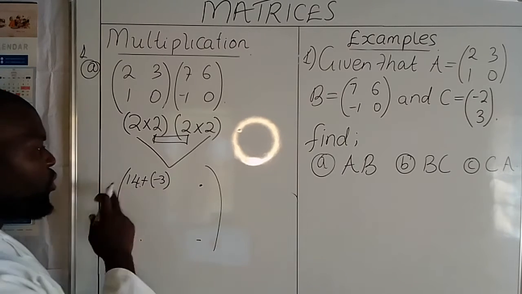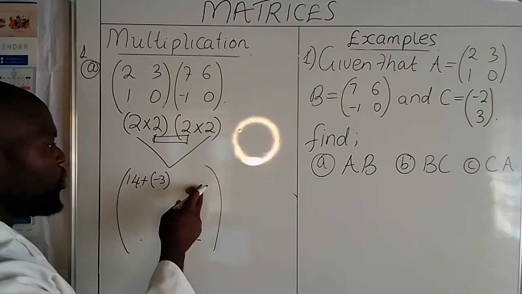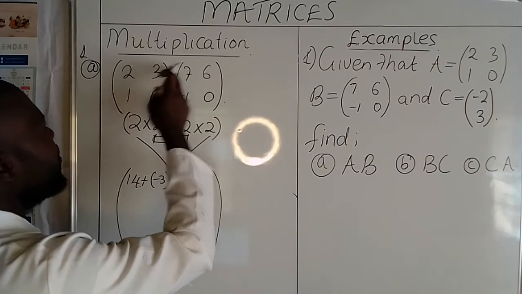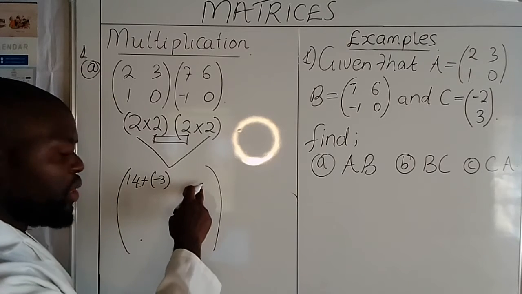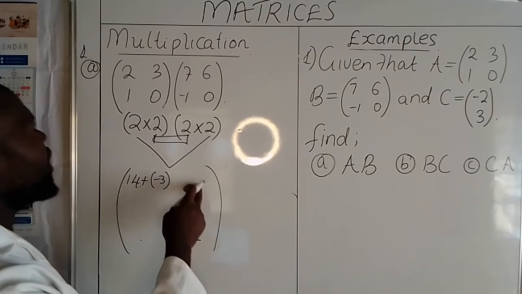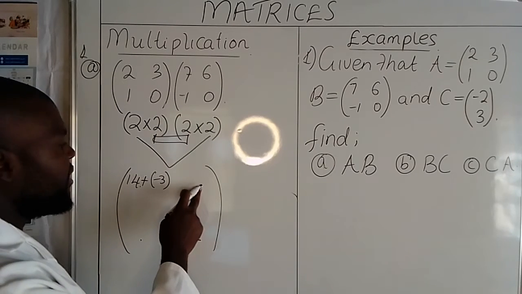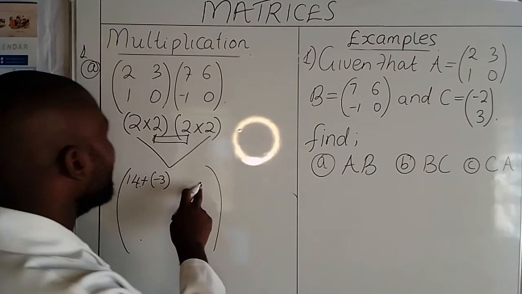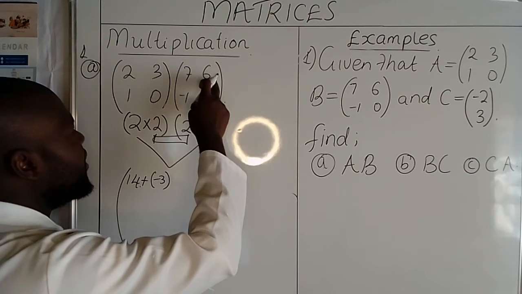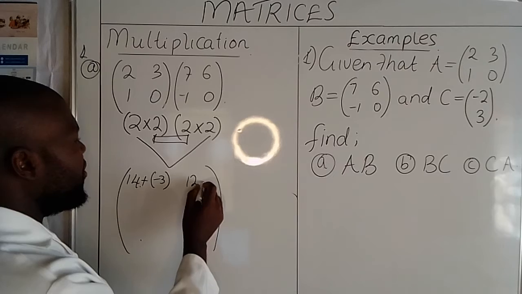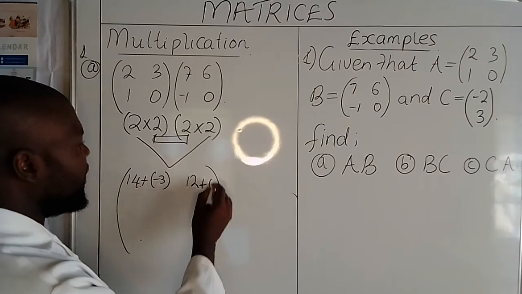This position is row 1, column 2. So for us to get an element for this position, which is row 1, column 2, we shall multiply row 1 by column 2. So let's multiply. We shall say 2 by 6 is 12, plus 3 by 0 is actually 0.